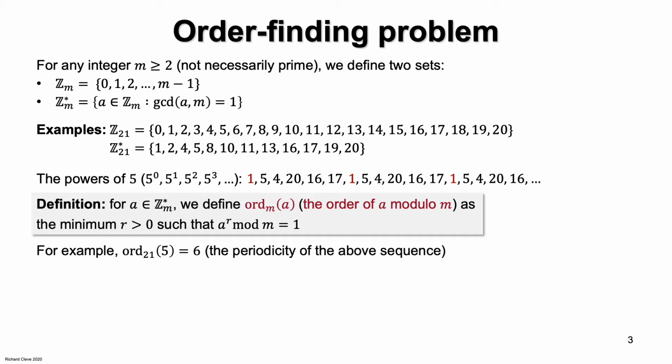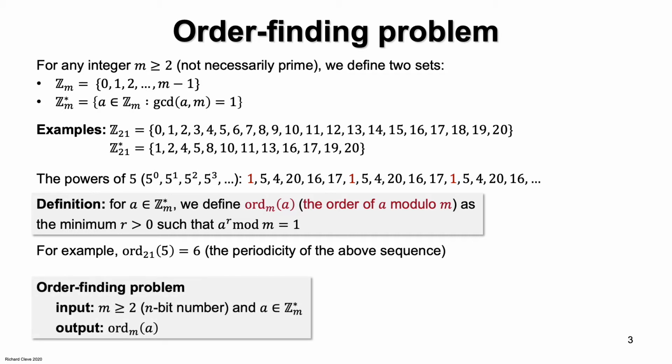Now we can define the order finding problem as follows. The input is a modulus m, an n-bit number, and an A in Z star m. The output is the order of A mod m. Note that the brute force algorithm for this is to compute the sequence of powers of A until a 1 is reached. That takes exponential time when the modulus is an n-bit number because the order might be large. It can be roughly as large as an n-bit number.